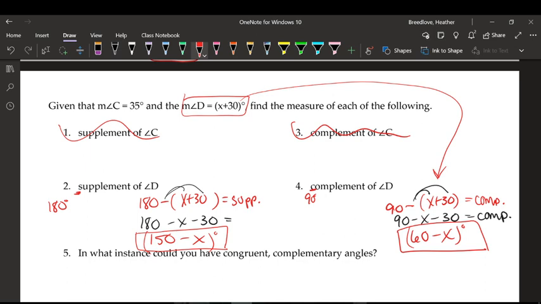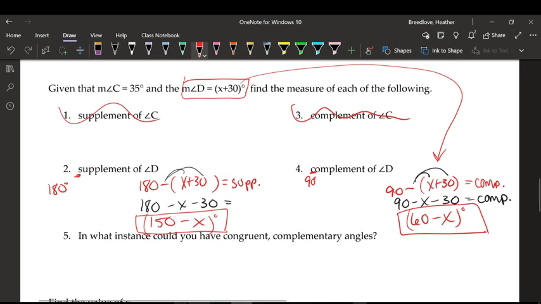Okay. So in what instance could you have congruent complementary angles? I mean, there's more than one, but what's a situation that would be congruent, meaning the same, and complementary, meaning add to 90 degrees. So if I have two congruent angles that add to 90 degrees, what do their measures have to be? Well, I'll just say 90 and divide it by 2, right?